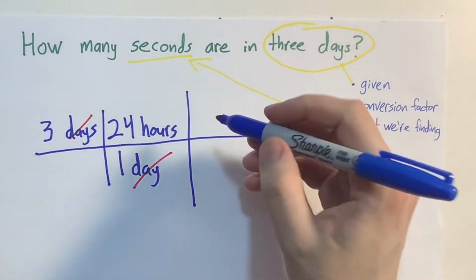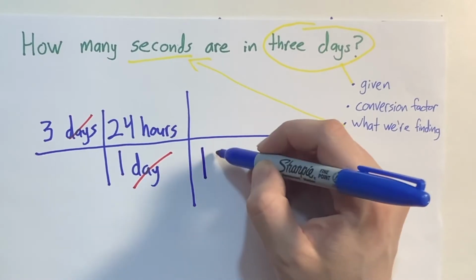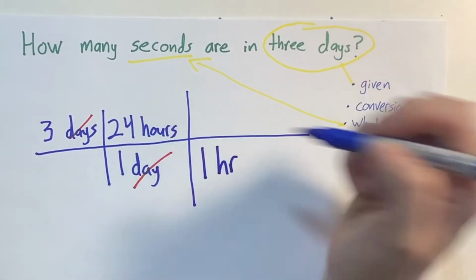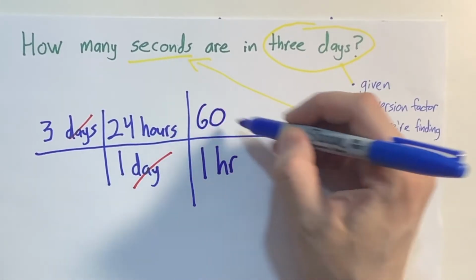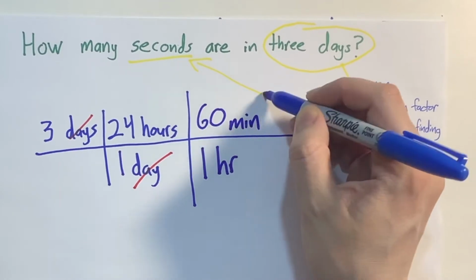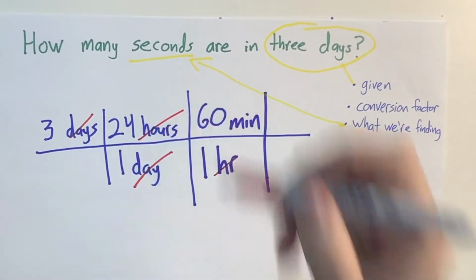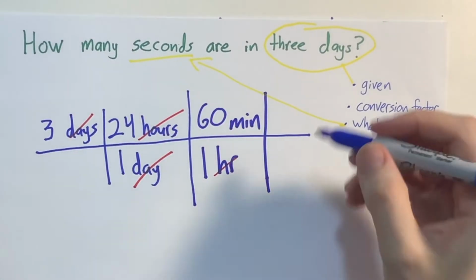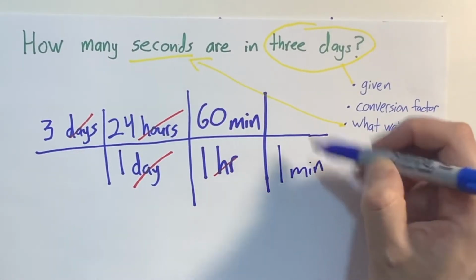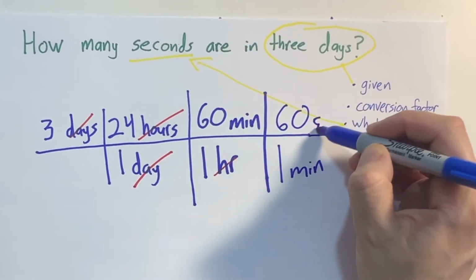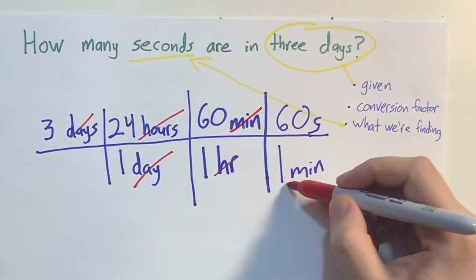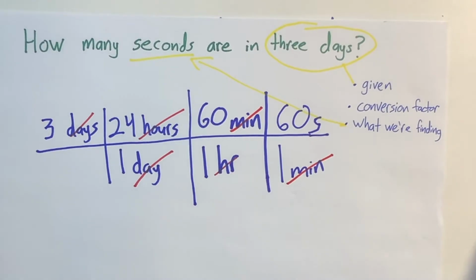Hours is still not what I want, but I'm going to do 1 hour. 1 hour is equal to 60 minutes. Hours cancel out. 1 minute is equal to 60 seconds. And my minutes cancel out. So then it's just like multiplying fractions.